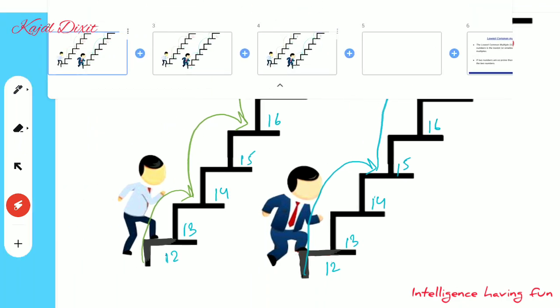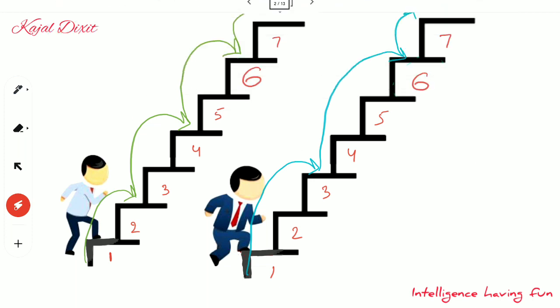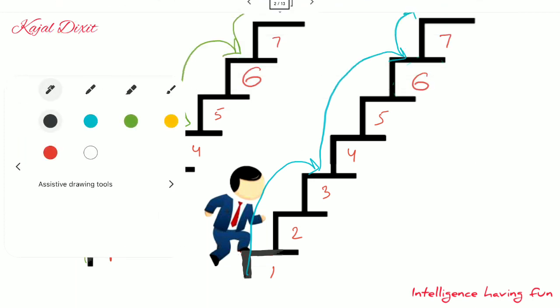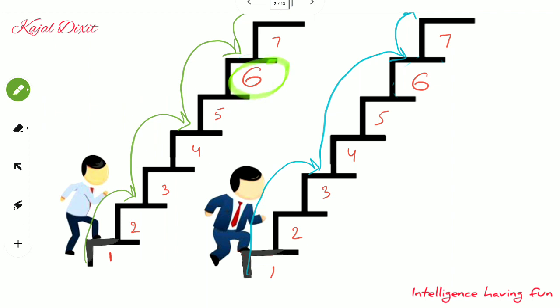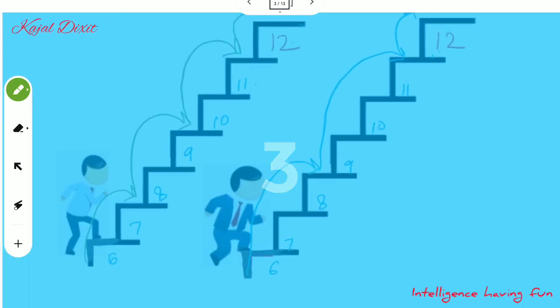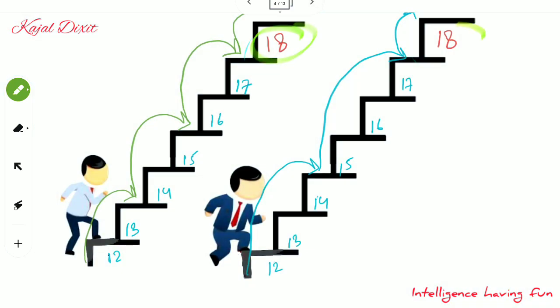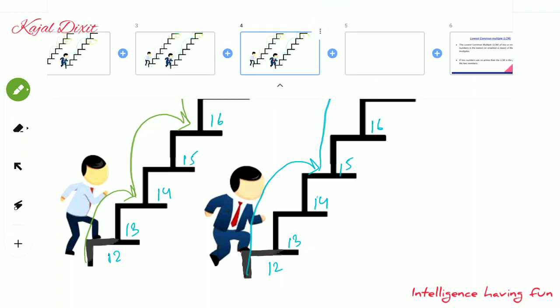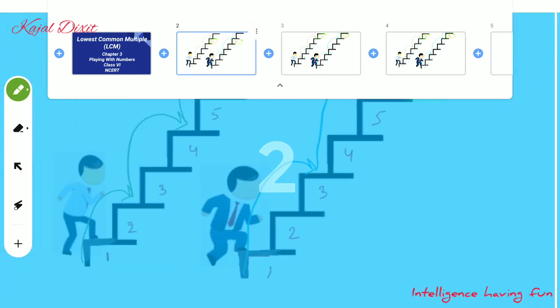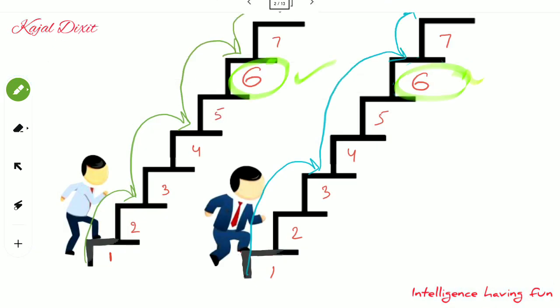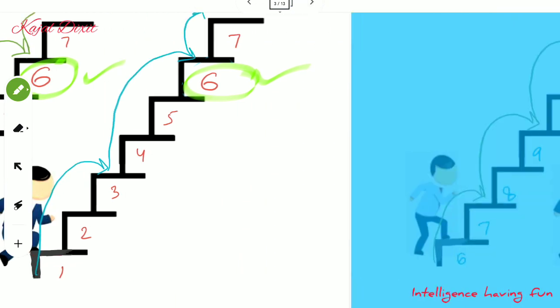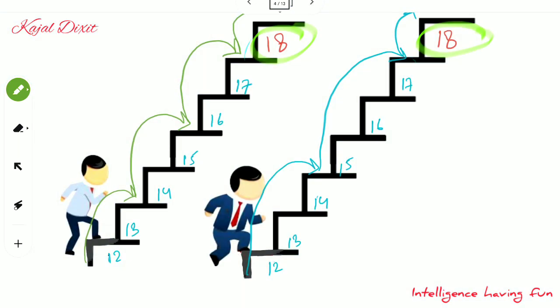But now if I ask which are the step numbers on which both of them are reaching, then definitely you can figure out that the 6th step, the 12th step, and the 18th step are reached by both of them. Now the second question arises: which is the step number on which both of them are reaching first? The common step number on which both of them are reaching first is number 6. Right? So this is what we have observed from this example.